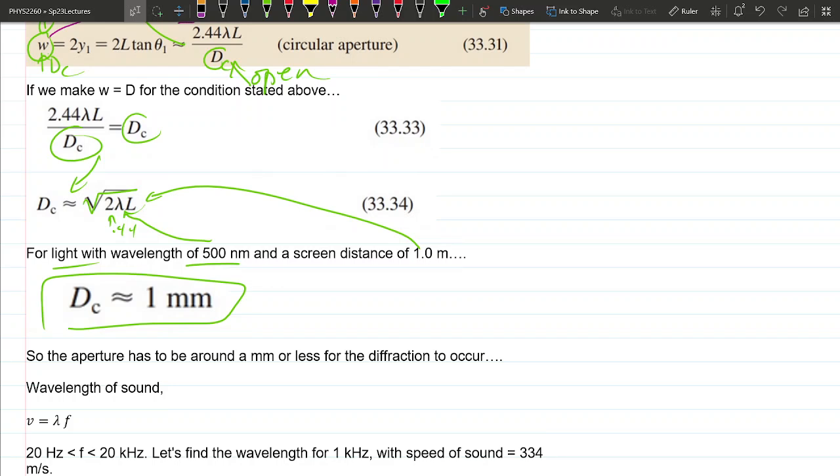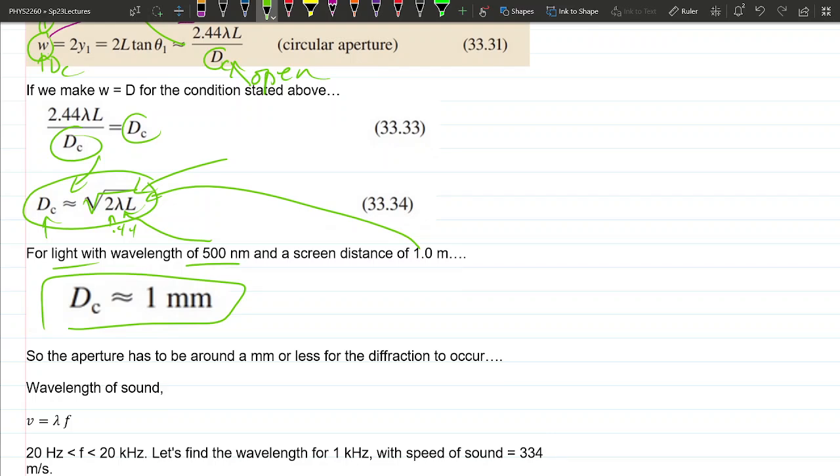Any questions? Okay. So this condition is actually what you want to impose if you want to determine whether or not a particular system should be treated as a wave. If D_C is less than this quantity you can calculate, you should treat it as a wave. If it's greater, then you should treat it as a ray, which is what we're going to do next chapter.